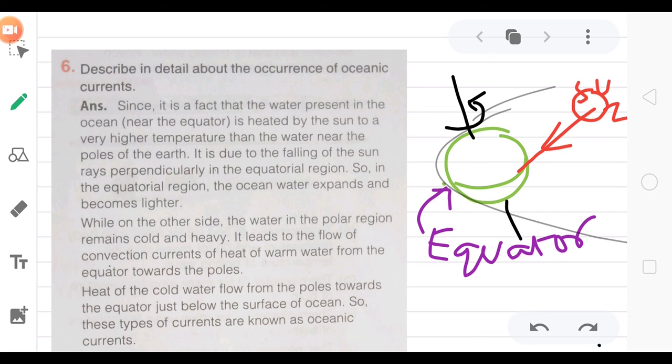So this way, these currents cause oceanic currents. And not only this, you have heard about land breeze and sea breeze. So this is also due to this convection current, the heat transfer.